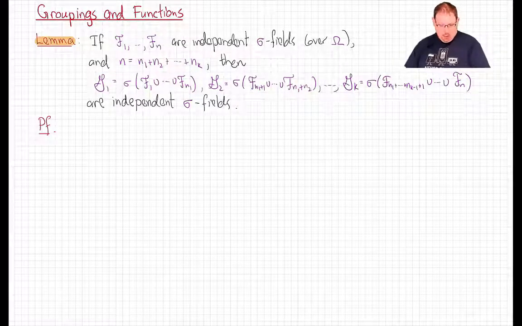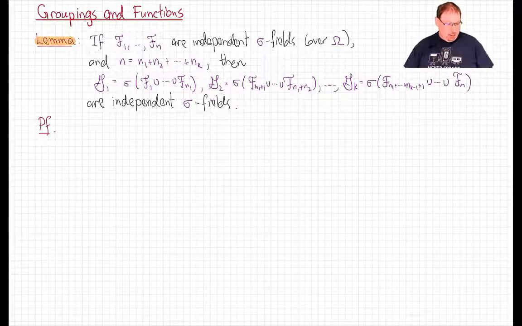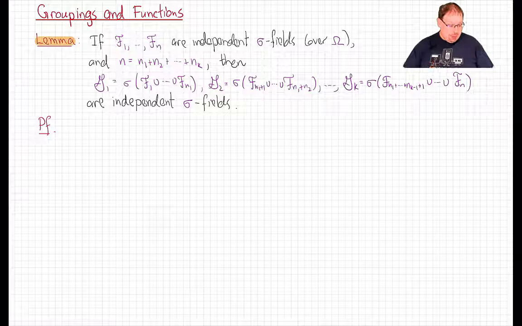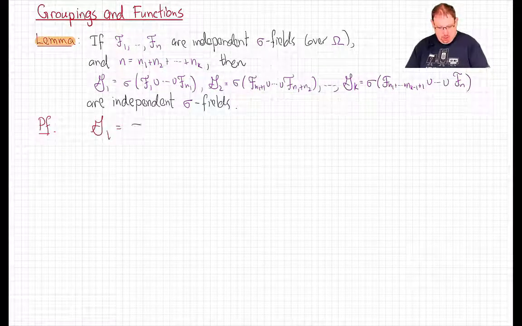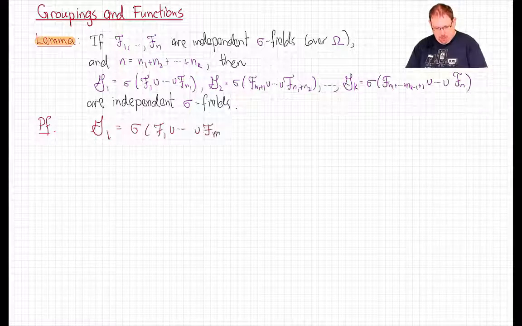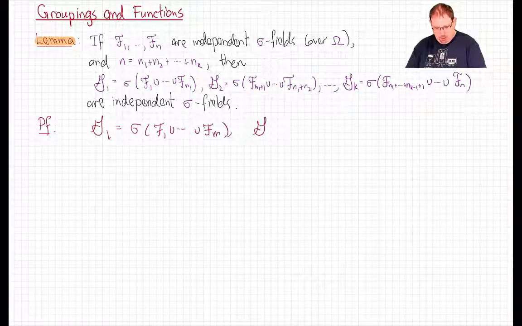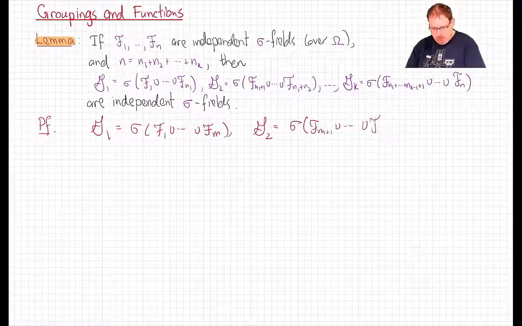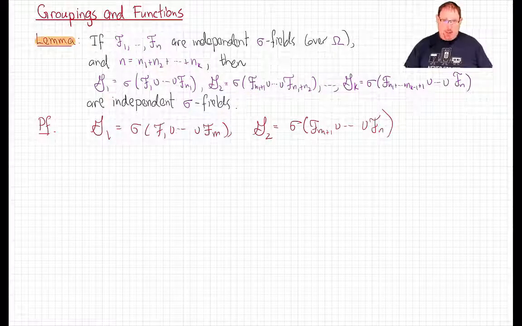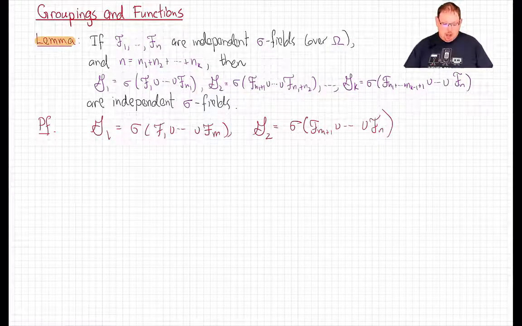And so, just to make things easier, I'm going to do it in a special case, but you'll see how the proof works in general. Let's just take a grouping of 2. G1 is the sigma field generated by F1 through Fm, and G2 is the sigma field generated by Fm+1 through Fn. Well, we know that sigma fields of independent pi systems are independent.